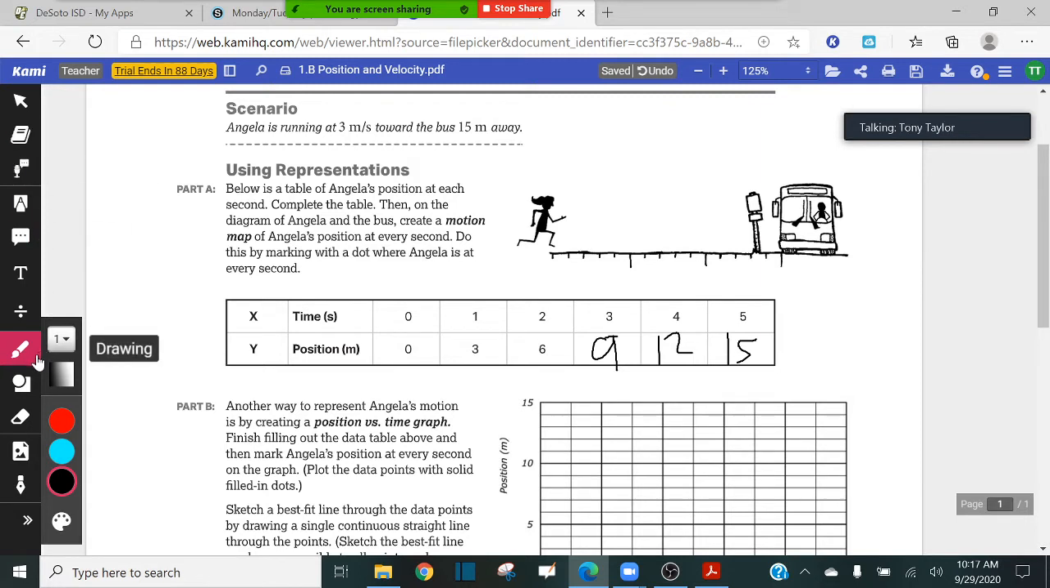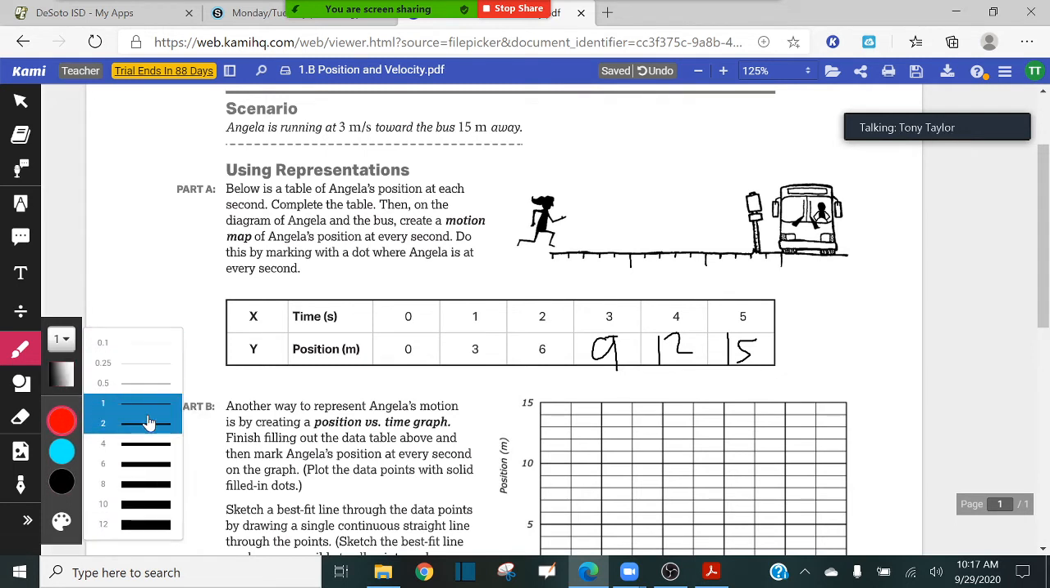Completing the motion map is also really easy, because again, we've already talked about how to do this. So remember, at 0 seconds, she's at position 0. So this is her position at 0 seconds. So 0 meters, 1, 2, 3 meters. So after 1 second, she's at 3 meters. Okay, and then after 2 seconds, she's at 6 meters. So 3, 4, 5, 6.